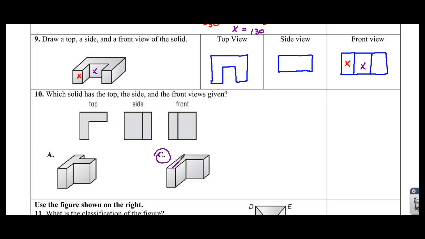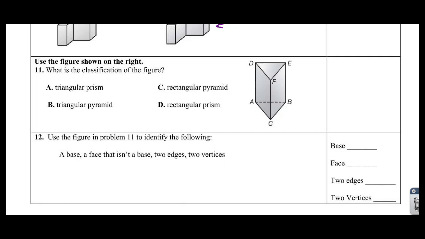So on C, you've got this top view right across here. And then looking at it from the side, you're going to see this like so, and looking at it from the front. So our answer is C. Thanks for ignoring the pen craziness.